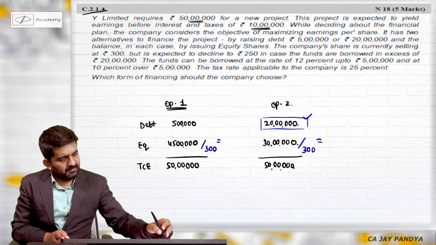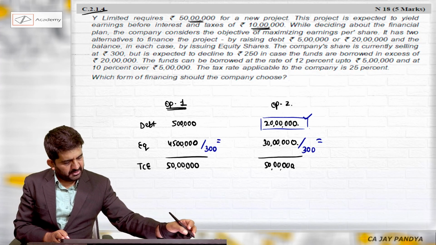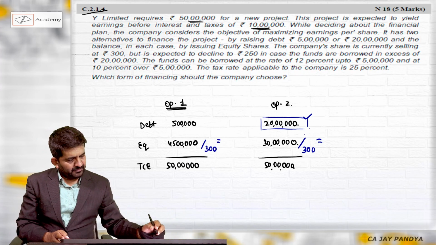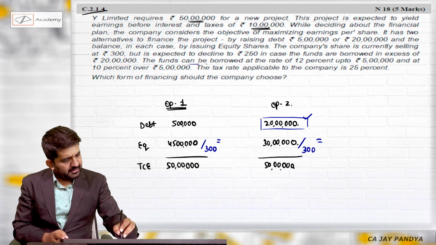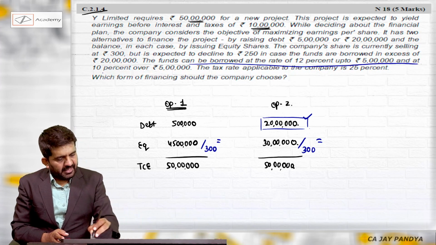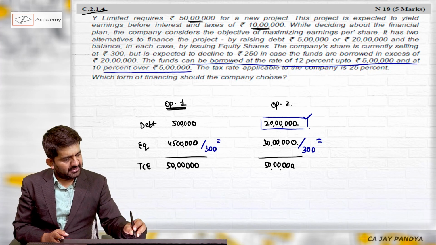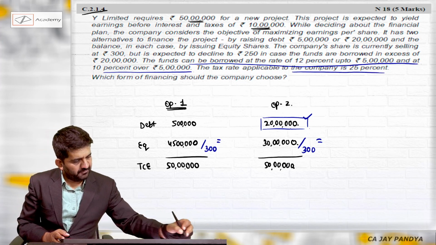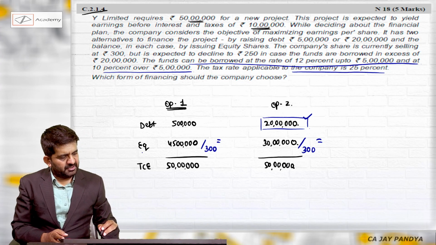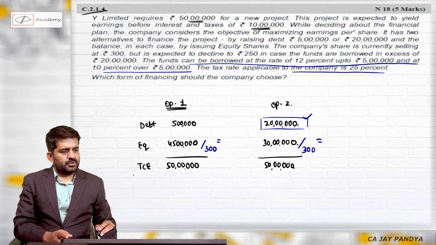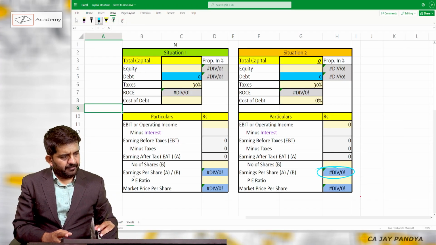The funds can be borrowed at the rate of 12% up to 5 lakhs and at 10% over 5 lakhs. The tax rate applicable to the company is 25%. Which form of financing should the company choose? So let me put in my idea.